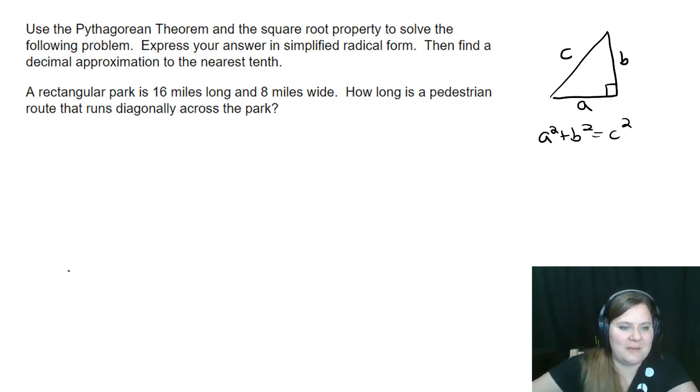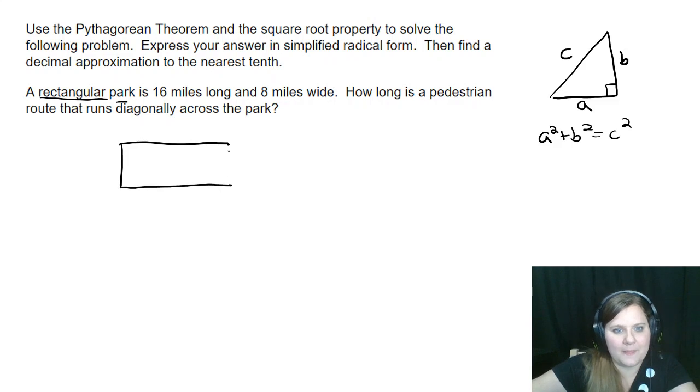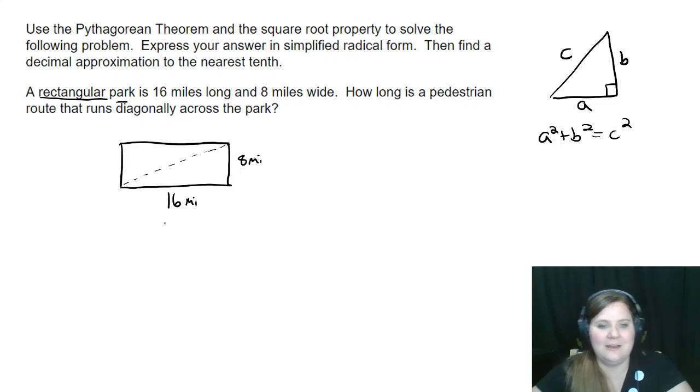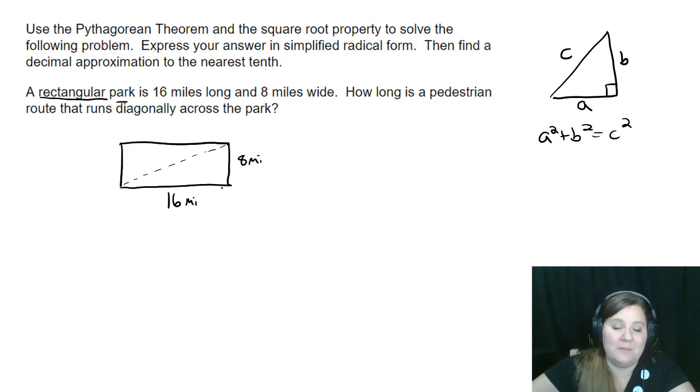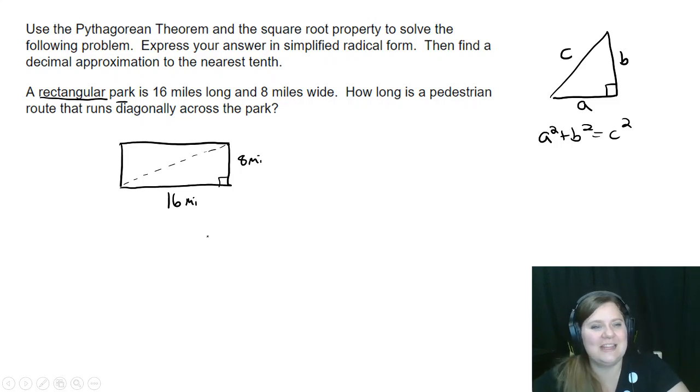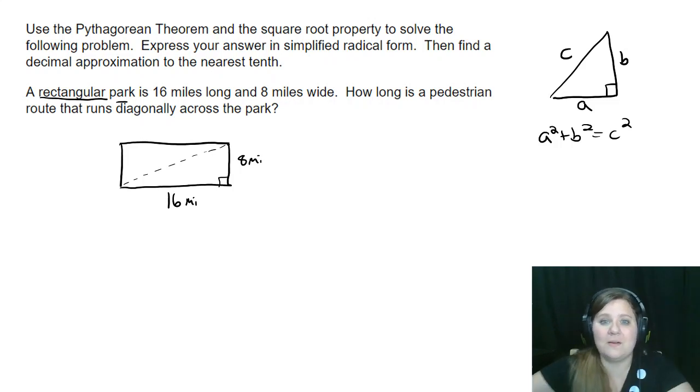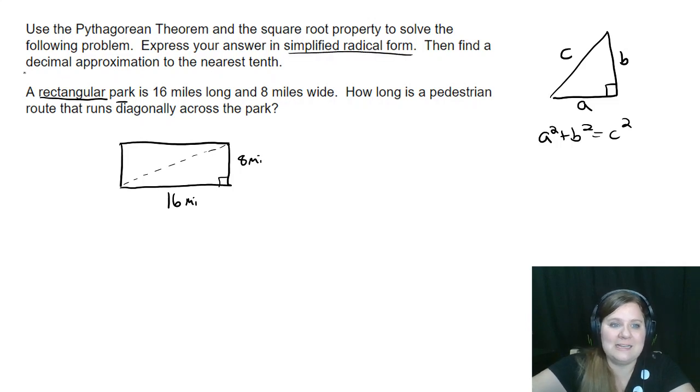All right, so I'm going to draw the picture for you, and then I'm going to have you try it. A rectangular park is 16 miles long and 8 miles wide. How long is a pedestrian route that runs diagonally across the park? Remember that rectangles have right angles. Try to find the length of the pedestrian route in both simplified radical form and in a decimal approximation to the nearest tenth.